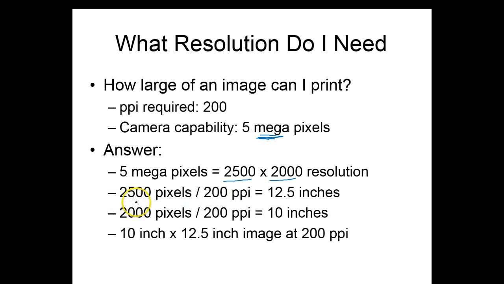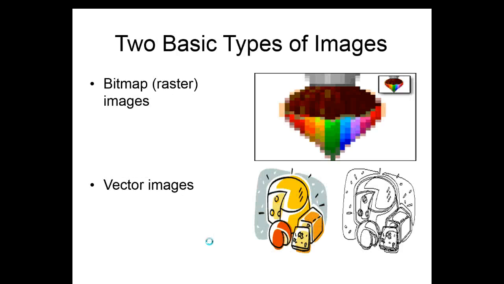So I can take that 2,500 pixels on the horizontal, divide it by 200 pixels per inch, and I get 12.5 inches. Take the 2,000 pixels on the vertical, divide that by 200 pixels per inch, and I get the number of inches tall. So with a 5 megapixel camera, the max image you're going to be able to get is 10 inch by 12.5 inch. Again, the advantage of having the large pixel cameras these days is that you can zoom in on one particular piece of it, blow that up, and not end up with the pixelization as we have here.